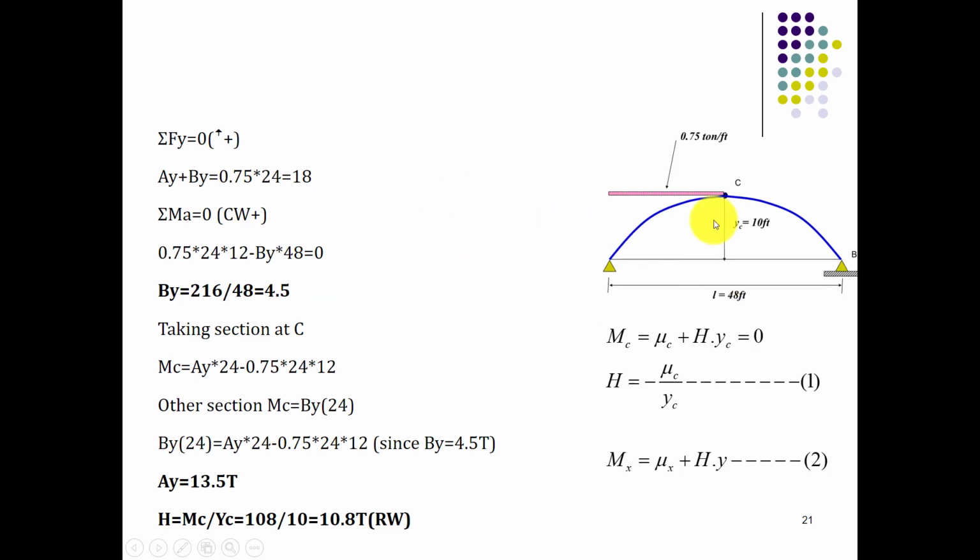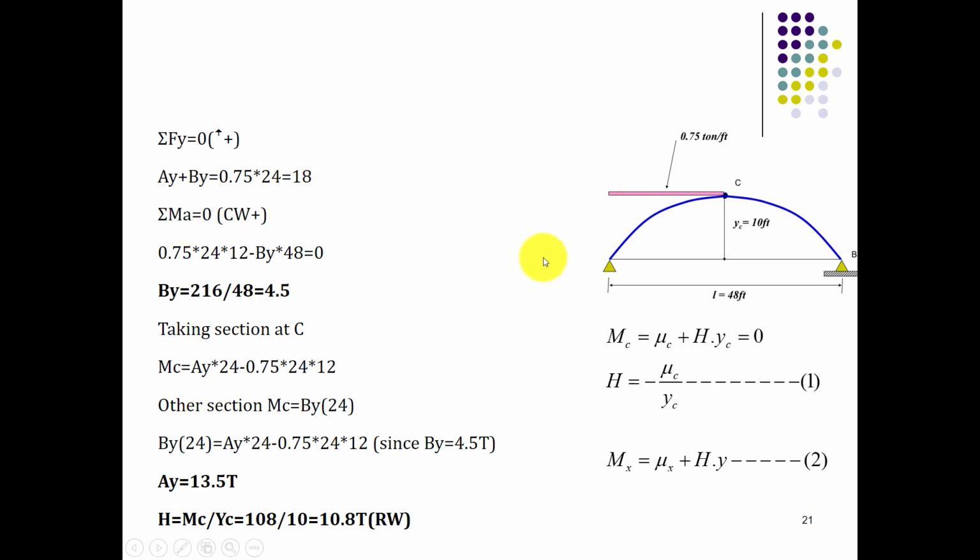First, you have to take the reactions. You have to solve for AY and BY. So for AY, you will take the sigma Fy equals 0, so that you can calculate AY and BY, which equals 0.75 ton multiplied by this distance, which is 24, and you will have a resultant value, which is 18 ton. So the equation formed is AY plus BY equals 18.